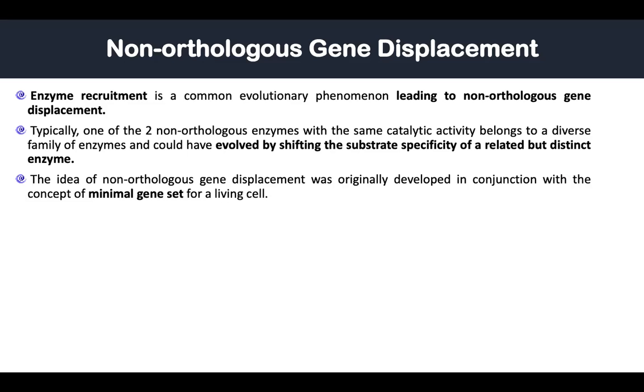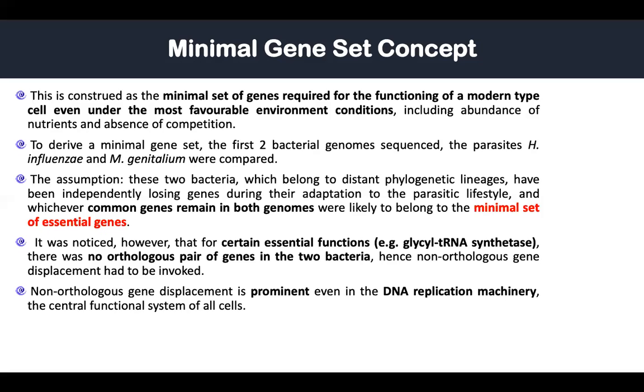So the idea of non-orthologous gene displacement was originally developed in conjunction with the concept of a minimal gene set for a living organism. So what is this minimal gene set concept? This is construed as the minimal set of genes required for the functioning of a modern-type cell, even under the most favorable environmental conditions, including when there is abundance of nutrients and absence of competition. They compared two bacterial genomes, both parasites, to see what genes are very important for their survival.